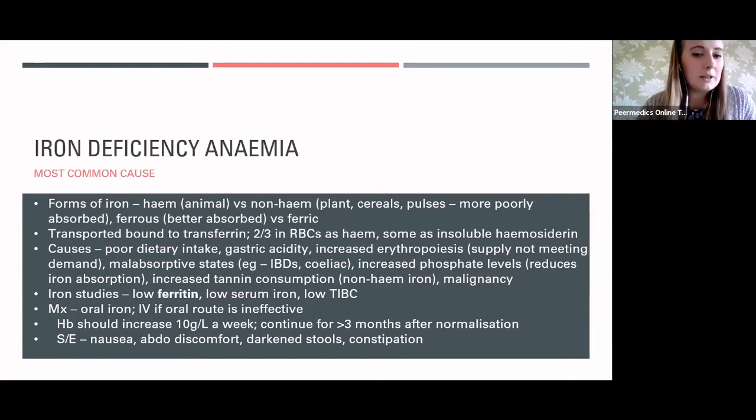Something to remember with iron tablets is that they themselves can cause side effects. Your patient might complain of really dark stools, constipation, abdominal discomfort and stuff like that, but generally they're quite well tolerated side effects anyway.